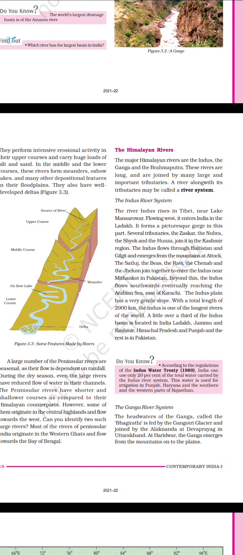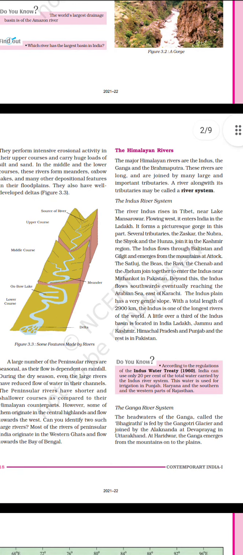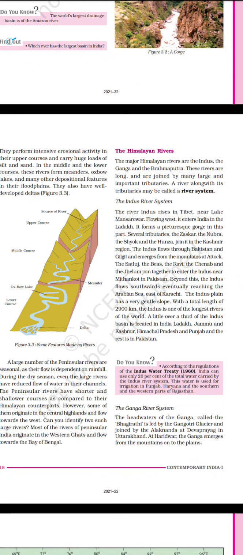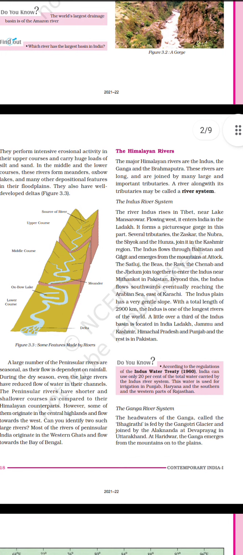The Indus Plain has a very gentle slope with a total length of 2,900 kilometres. The Indus is one of the longest rivers of the world. A little over a third of the Indus Basin is located in India in the states of Jammu and Kashmir, Himachal Pradesh and Punjab, and the rest in Pakistan. Do you know? According to the regulations of the Indus Water Treaty, 1960, India can use only 20% of the total water carried by the Indus River system. This water is used for irrigation in Punjab, Haryana, and the southern and the western parts of Rajasthan.